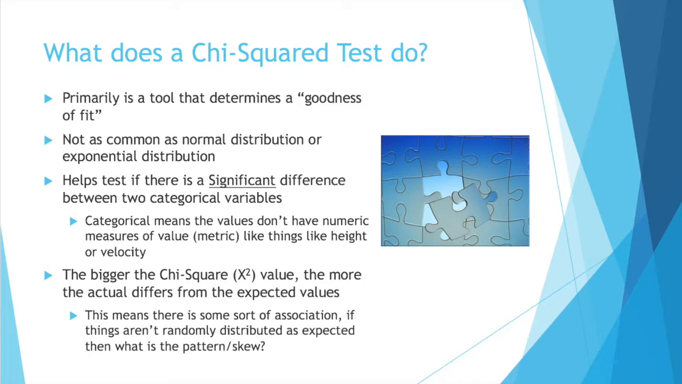The bigger the chi-square value, the more the actual differs from the expected. This typically means there's some sort of association. Think about it. If things aren't randomly distributed as expected, then what's the pattern? What's the skew? If things are just totally random, they'll follow a normal distribution. That's what we are measuring for. If what you actually measure is super different than what you expect, something is not normally distributed about your data. There should be some sort of relationship.